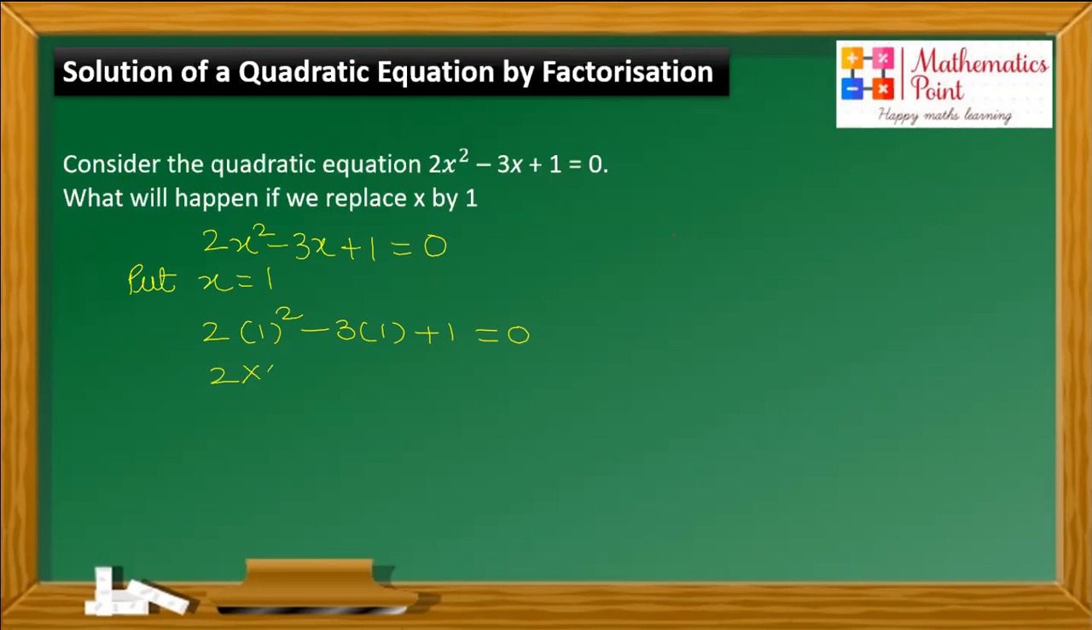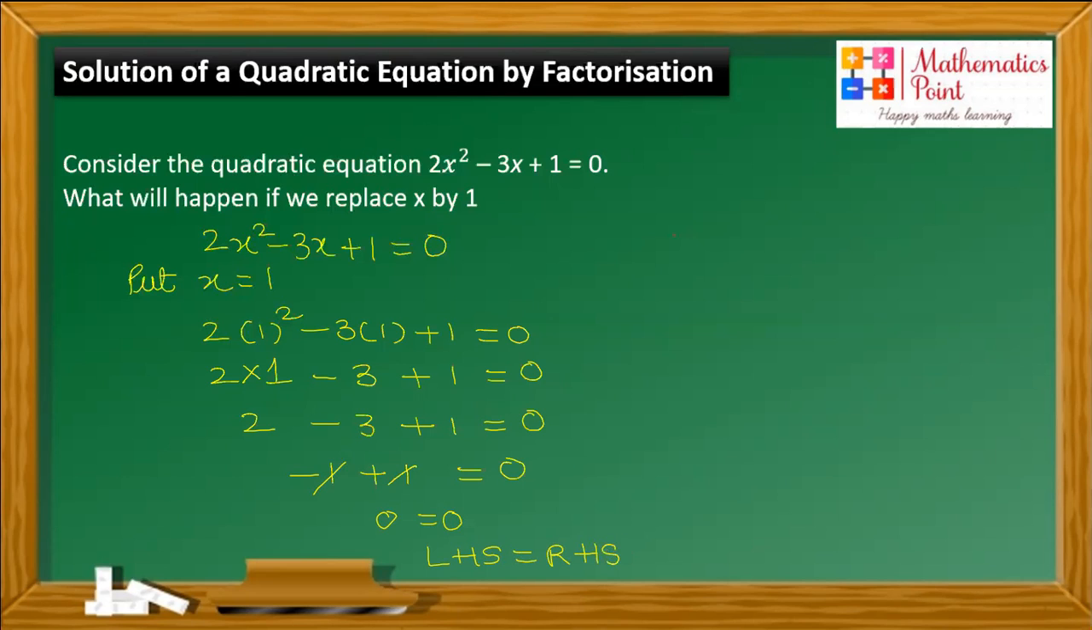2. The square of 1 is 1. 3 multiply 1, that is 3, plus 1 is equal to 0. 2 multiply 1, that is 2. 2 minus 3 plus 1 is equal to 0. 2 minus 3 is minus 1. Minus 1 plus 1 is equal to 0. So they will actually cancel out. 0 is equal to 0. That means LHS is equal to RHS.